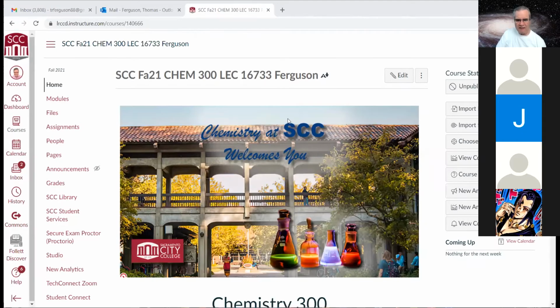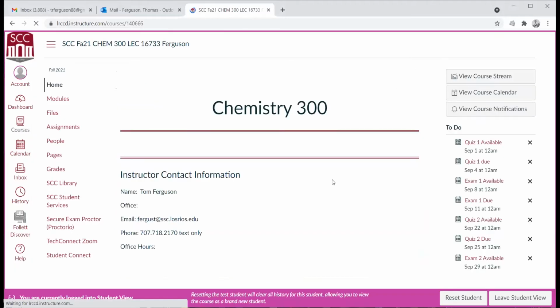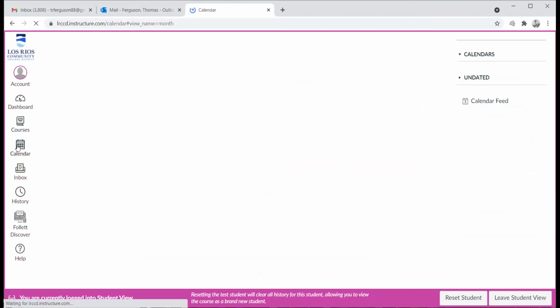Okay, I'm going to zoom over to sharing screen, but you can still ask questions anytime you like. Okay, so this is what your Canvas looks like. And what I'm going to do is log in as a student view here. Okay, so this is what your Canvas shell will look like. Now, a couple things. I filled in the calendar.